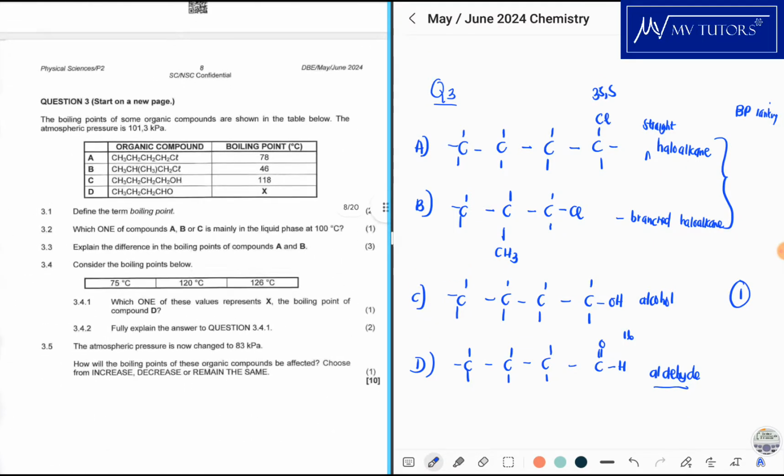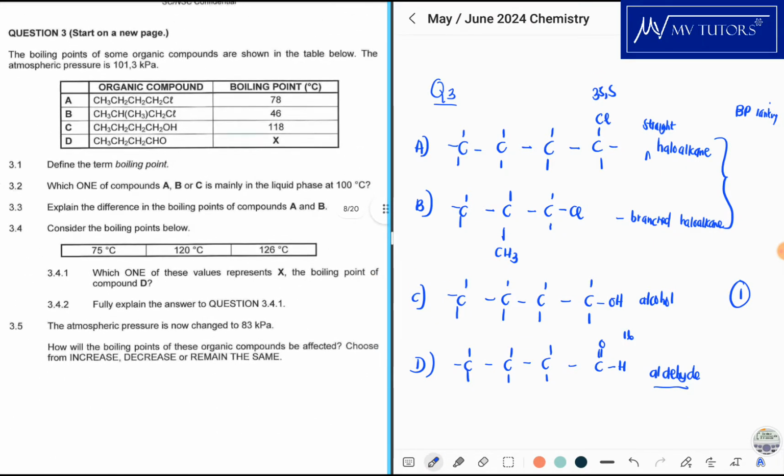We can see here that A has 78 and B has 46. Because I expected the aldehyde to be number 2 in terms of ranking, that chlorine just messed things up. So I'm expecting A to be number 2. But now between B and D, because again we still have the chlorine, I don't know which one will be the strongest. So let's just leave it there for now.